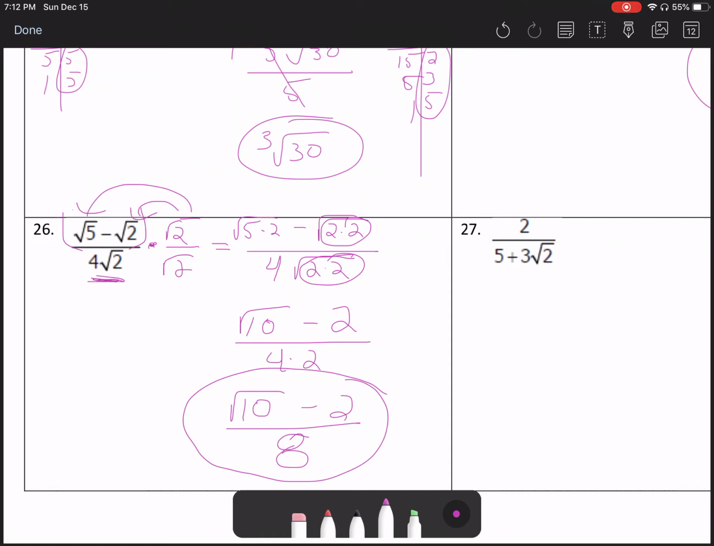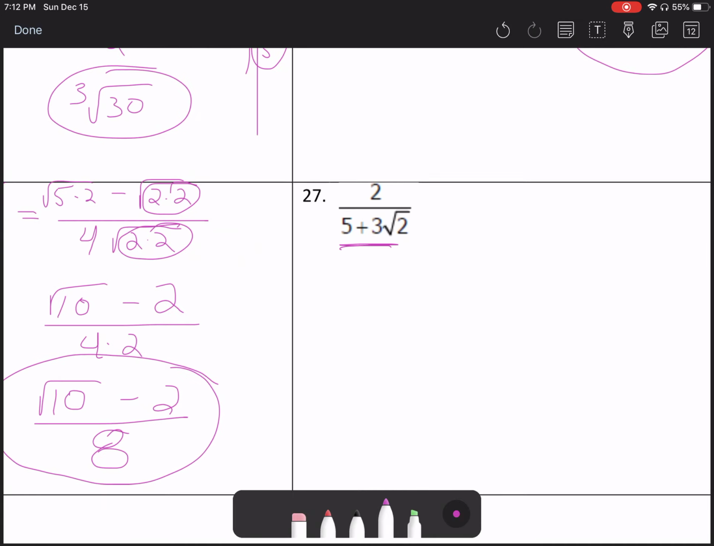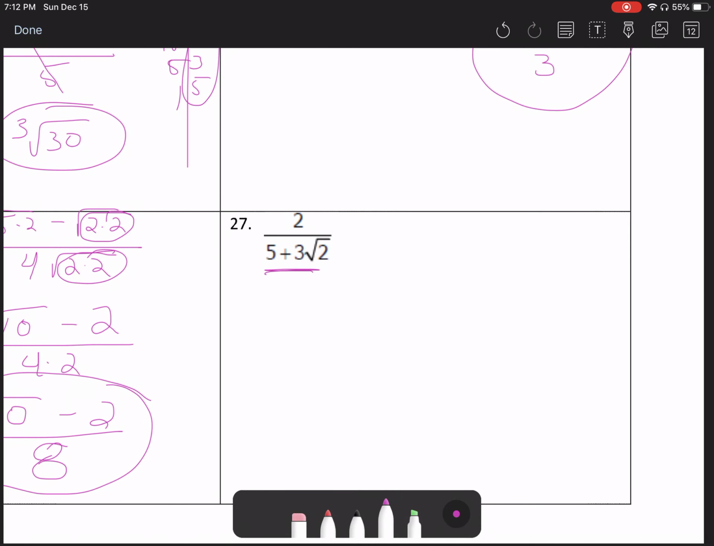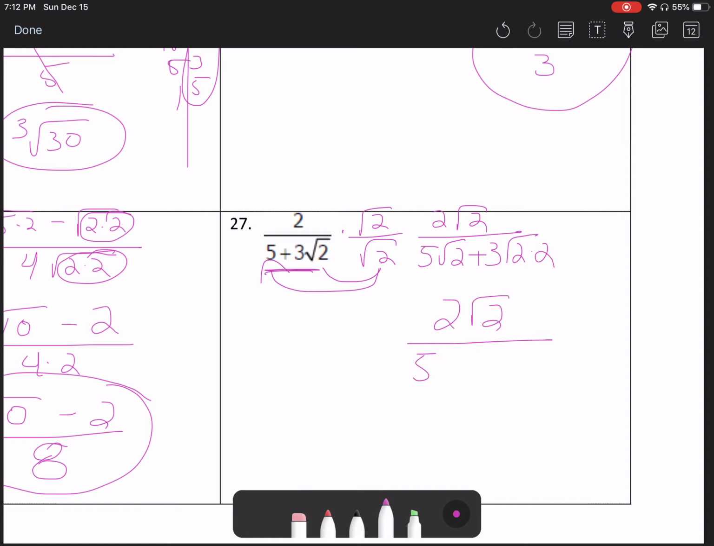Now 27 is different. What you notice with 26 is there's no addition or subtraction, but if there's addition or subtraction, you have to do something a little bit more. So for 27, I'm going to show you, if I just multiplied this by radical 2 over radical 2 like I did the other one, what happens is I have to do distributive property. So I have 2 radical 2 in the numerator, but in the denominator, I'm going to have a 5 radical 2 plus a 3 radical 2 times 2. So it'd be 2 radical 2 in the numerator. I'd have a 5 radical 2, and I'd have a 3 times 2.